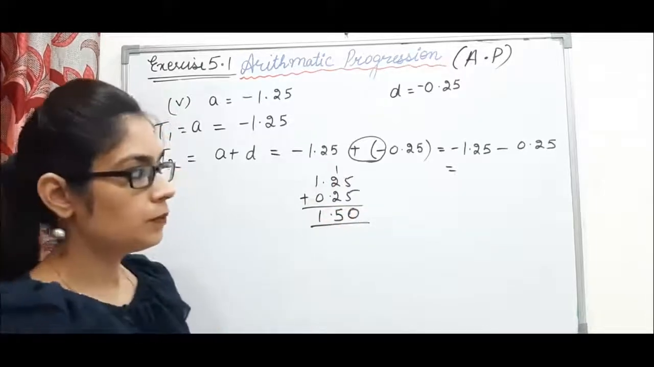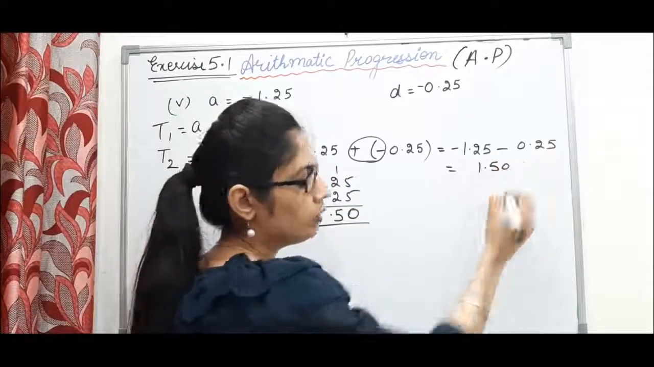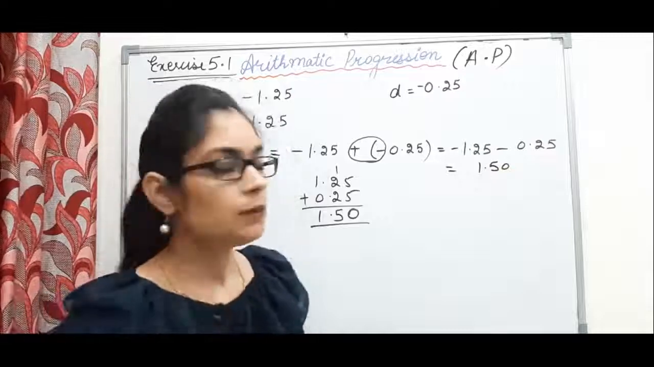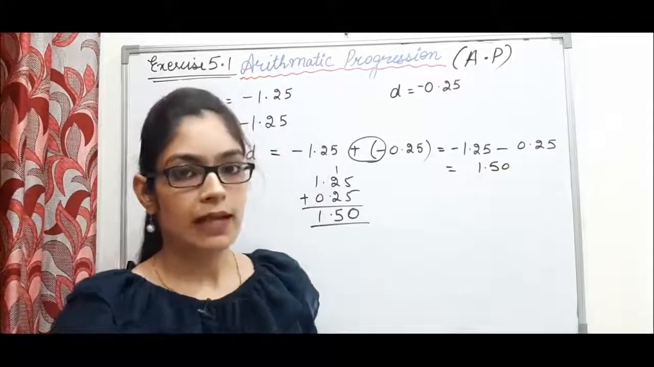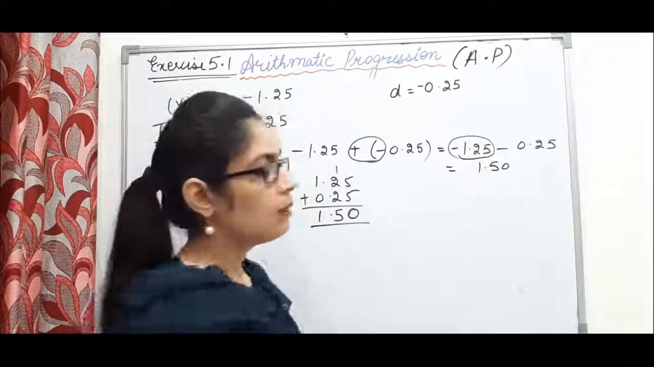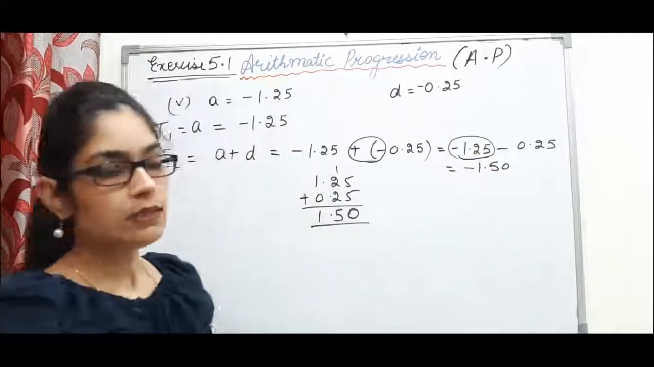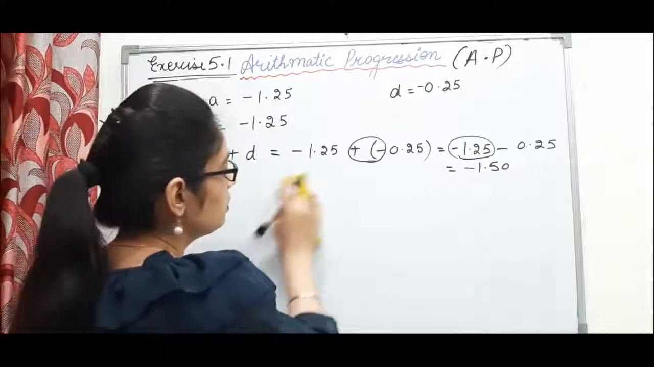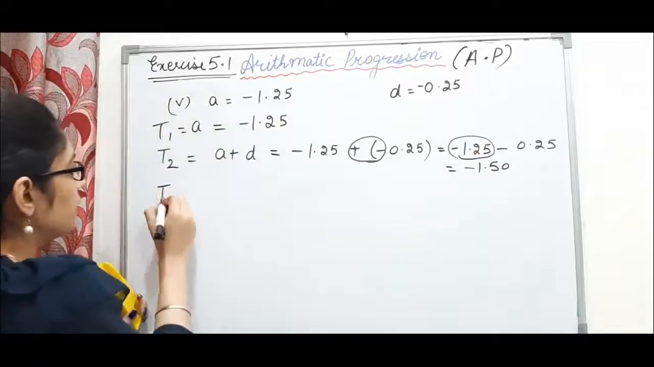So, it is 1.50. See, minus minus is plus, but the sign should always be that which is with the greater number. So, this is the greater number and with the greater number the minus sign is there. So, minus 1.50. This is our second term. Let us find the third term.